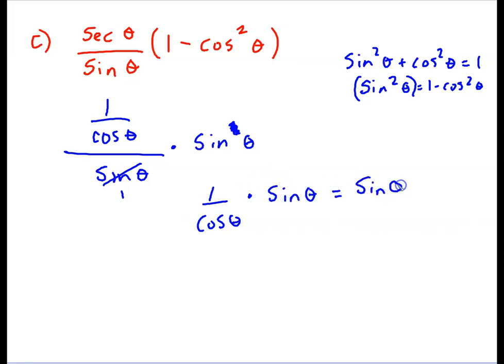So now I'm going to multiply 1 over cosine theta times sine theta. And that gives me sine theta over cosine theta. And that's a quotient identity. That's the same thing as tangent theta. So your goal is to take this original and bring it down into just one trig function value. And I believe that's it.